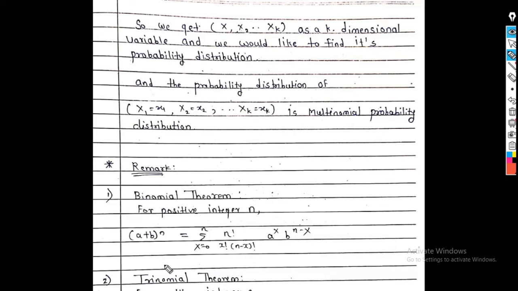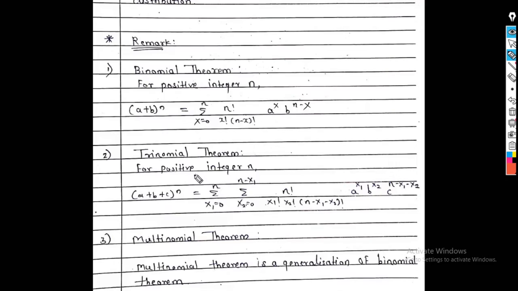Similarly, we can define the trinomial theorem. For positive integer n, (a plus b plus c) raised to n is equal to summation x1 equal to 0 to n, summation x2 equal to 0 to n minus x1, of n factorial divided by x1 factorial into x2 factorial into (n minus x1 minus x2) factorial into a raised to x1, b raised to x2 and c raised to n minus x1 minus x2. So this is the trinomial theorem because it is defined for 3 values.